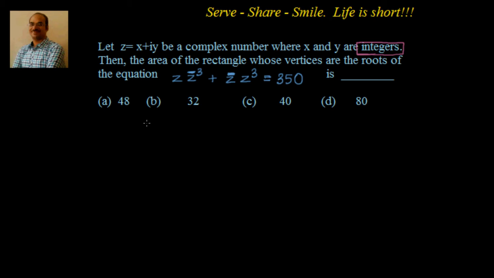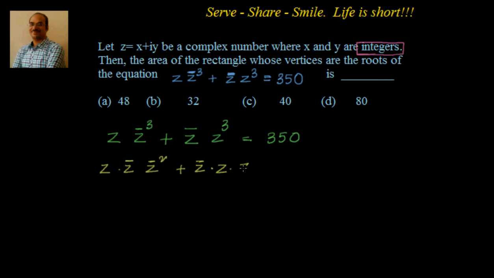First we'll try to substitute z = x + iy. Before that, I'll write down what is given to us. I will say that what is given to me is z (z')³ + z' z³ = 350. I will apply one simple property. The property is z z' = |z|². So I will write it as z' z z'² and I will separate z² there.